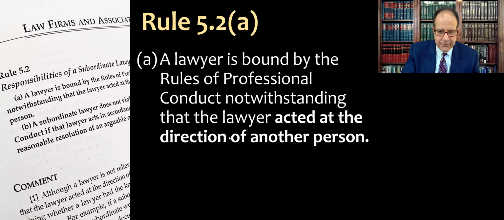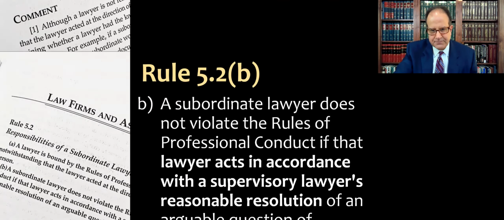So let's look at the specifics of the rule itself, the text of the rule. A lawyer is bound by the rules of professional conduct, notwithstanding that the lawyer acted at the direction of another person. That's 5.2(a). In other words, if you are brought before a disciplinary committee because you violated a rule, you're not going to get out of it just by saying that the partner told you to, or that it's not your fault because someone else made the decision. That's the clear import of the first section, and should be the easy point of this for test questions.